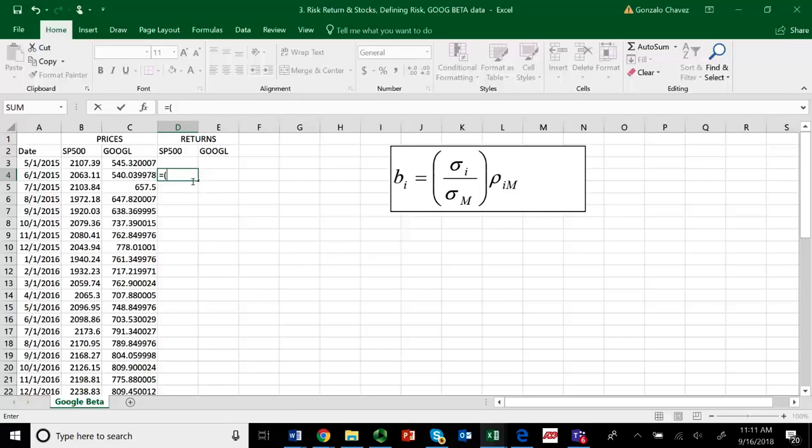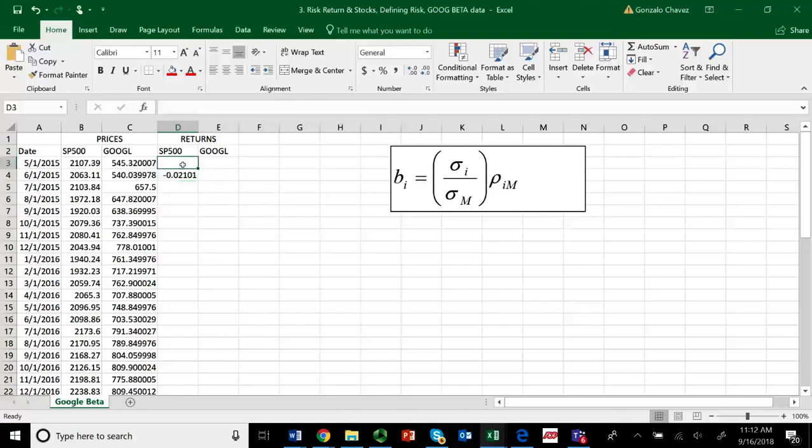What is the end price? Remember, it's P1 minus P sub 0, divided by P sub 0. Remember that return calculation? So what is P1, the last price? Since this is going from oldest to newest, my most recent price is right here, so I click on this. Minus, what is my previous price? It's right here. So that's P1 minus P sub 0, close parentheses, then slash the previous price. And that means there was a 2% fall in value in the market during this month.